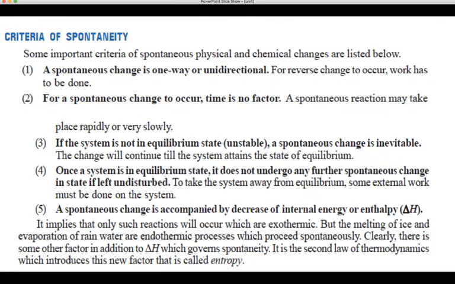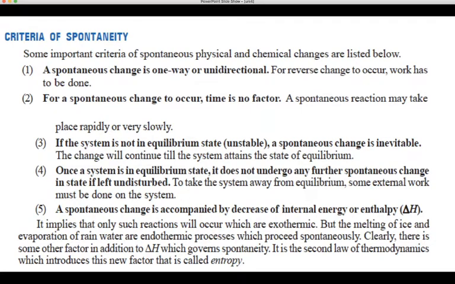Another criterion is the change time. There is no factor of time. For a spontaneous change, there is no time factor. A spontaneous reaction occurs within a fraction of a second, or it may take a little bit of time, but there is no time factor or unit of time to measure the spontaneous reaction.